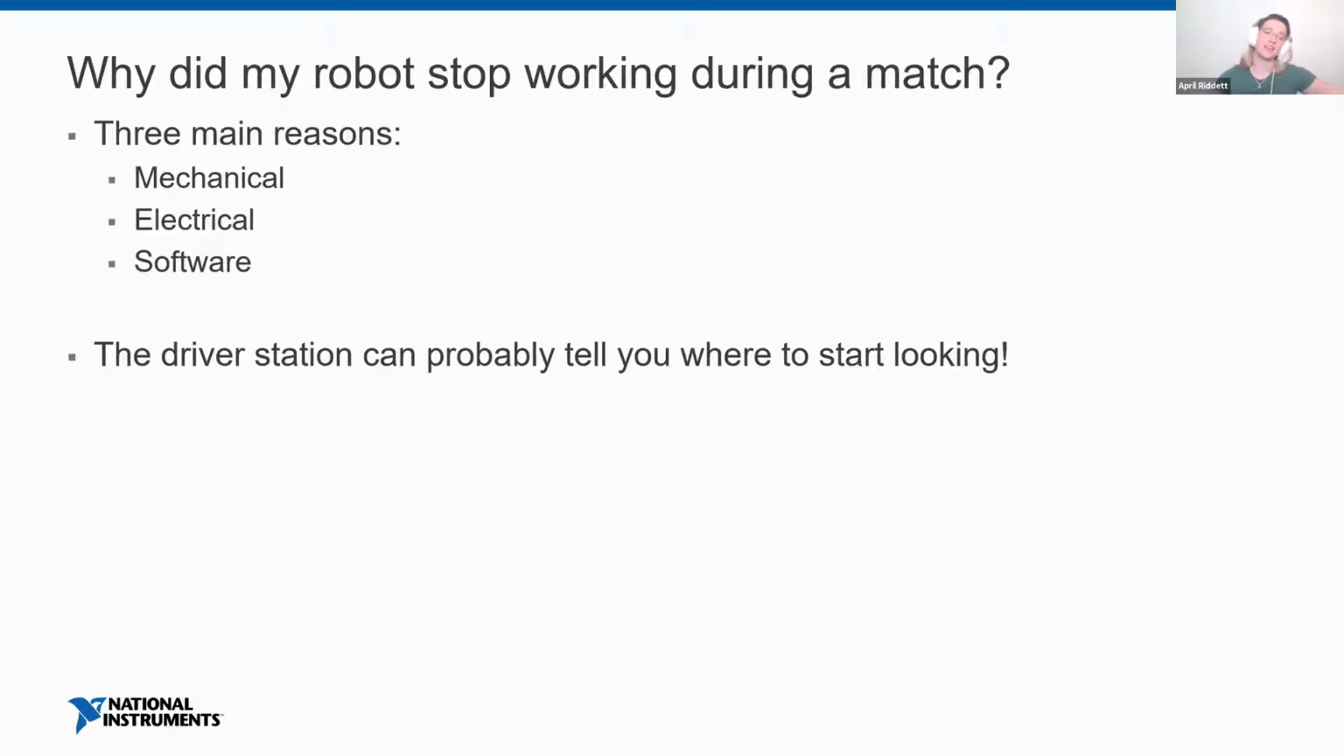So, the eternal question. Why did my robot stop working during a match? There are 3 main reasons. It could be electrical, it could be mechanical, or it could be a software problem. That's pretty much all the issues. That covers everything that could possibly happen to your robot, barring natural disasters. That's a lot of options. So the driver's station can probably tell you where you should start looking. We're going to use the driver's station kind of like a map or a guide to understanding your robot's emotions and feelings after a match.